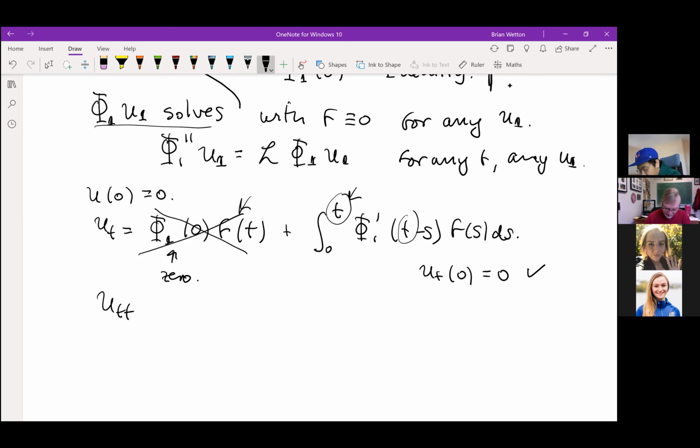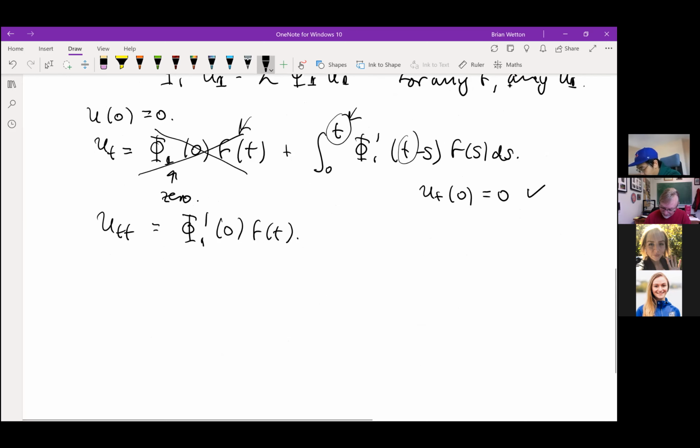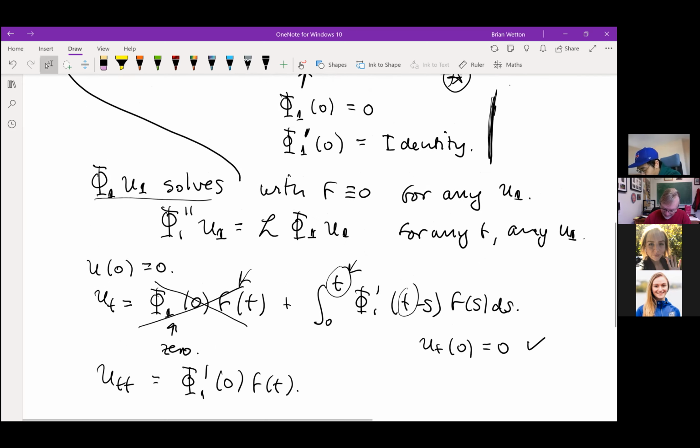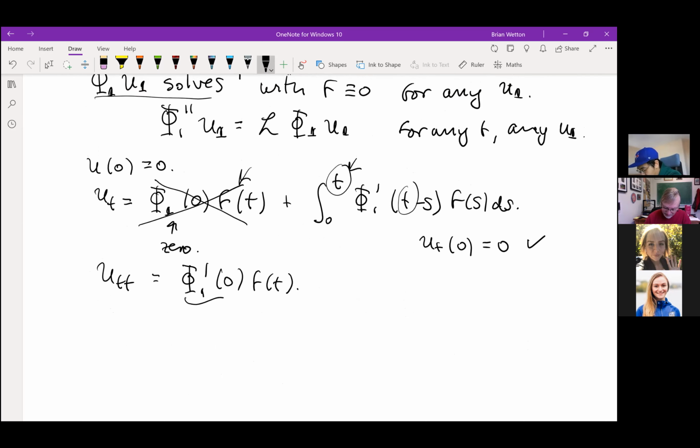One is from the top boundary. So that's phi 1 prime at (t minus t), right? So at 0, times f of t. And remember, phi 1 prime at 0 is the identity. So here is where my f of t is going to come from. Right, and now here I've got the integral from 0 to t. Now I've got phi 1 double prime.